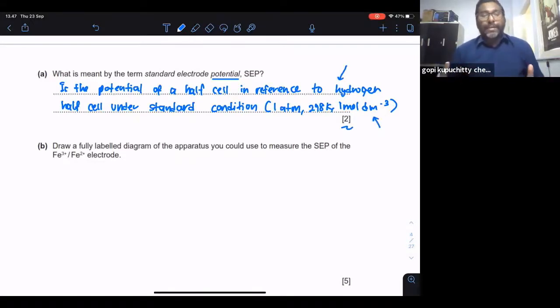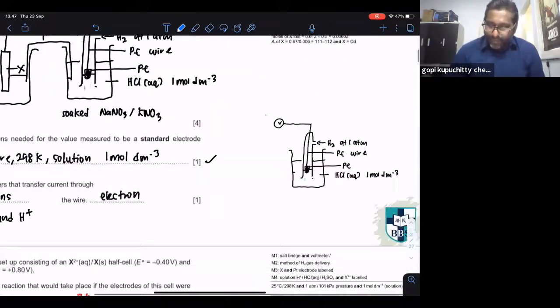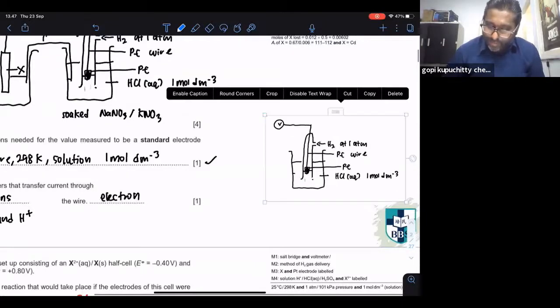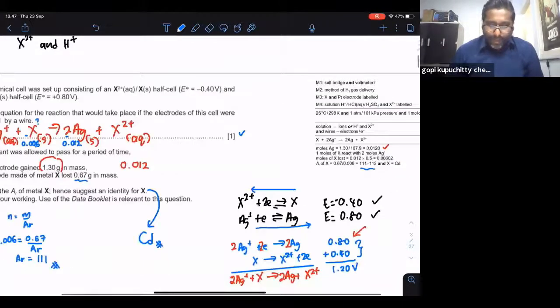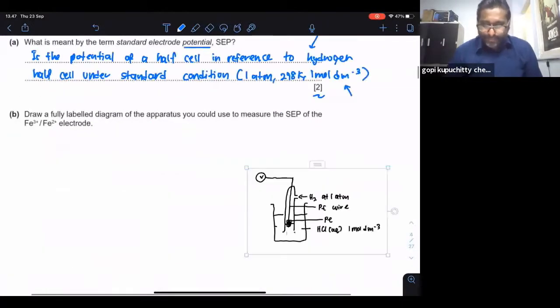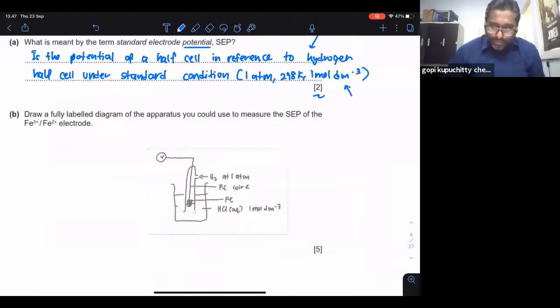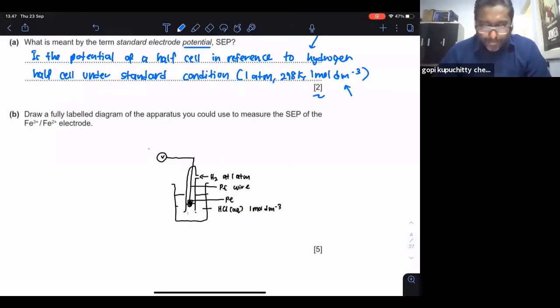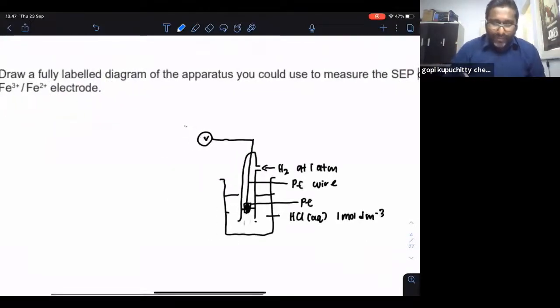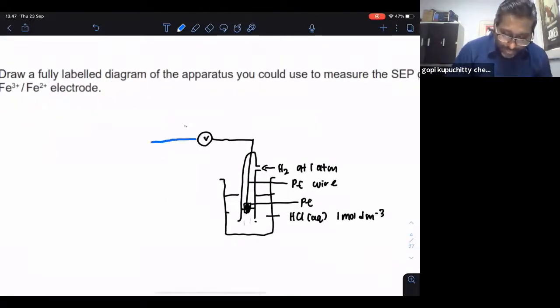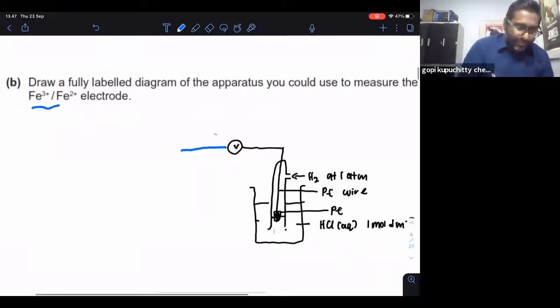Now, draw a fully labeled diagram of the apparatus you could use to measure the standard electrode potential of Fe2 plus and Fe3 plus. Remember just now I said this is going to be helpful for me. I'll bring it over here and paste it over here, because I am comparing to the hydrogen cell. So I just need to draw the other part, which is going to be connected to this.